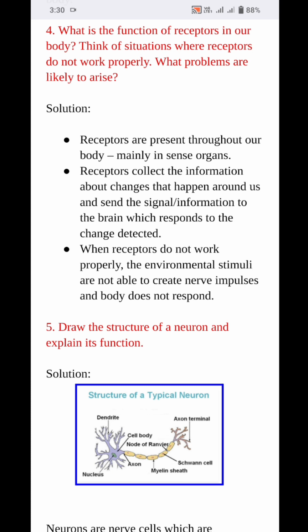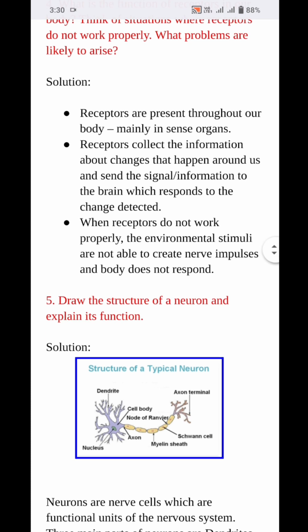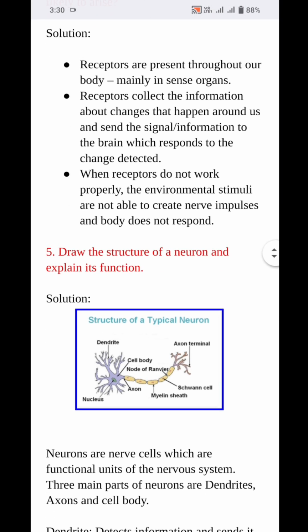Question number 4. What is the function of the receptors in our body? Think of situations where receptors do not work properly. What problems are likely to arise? Answer. Receptors are present throughout our body, mainly in sense organs. Receptors collect the information about changes that happen around us and send the signal or information to the brain, which responds to the change detected.